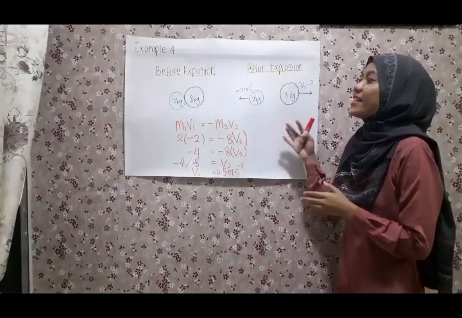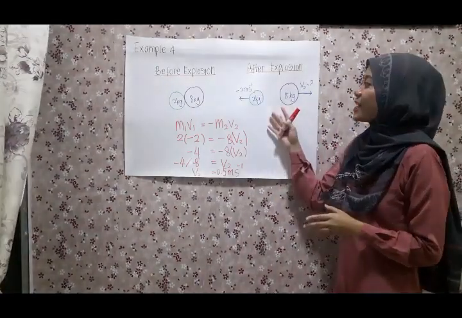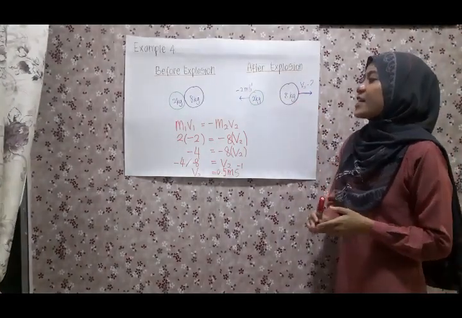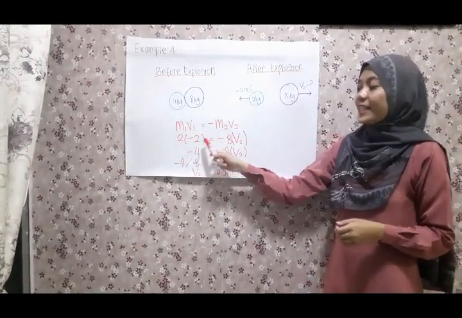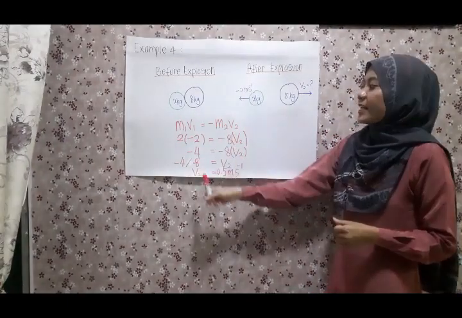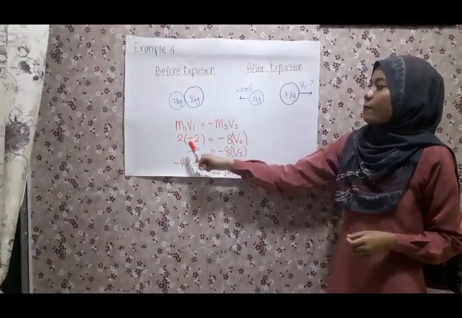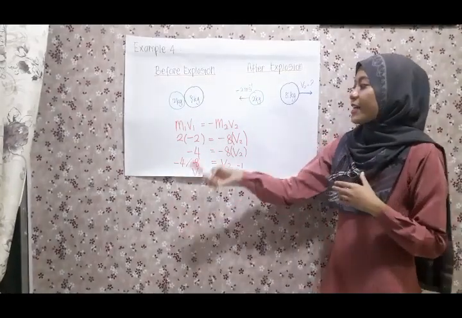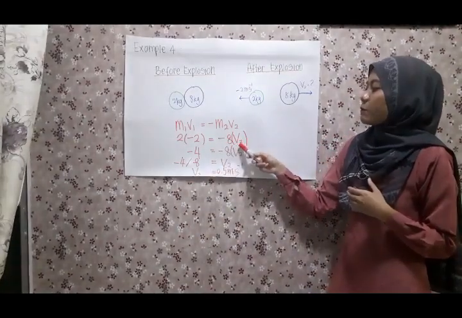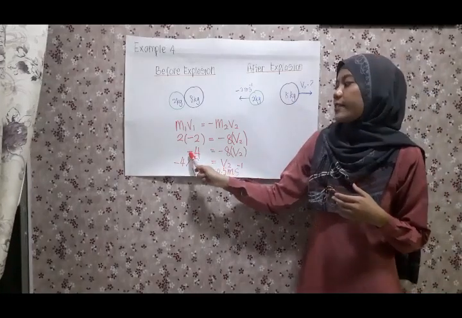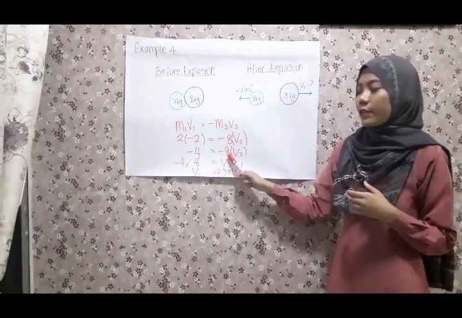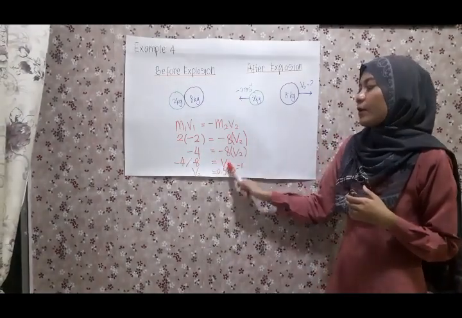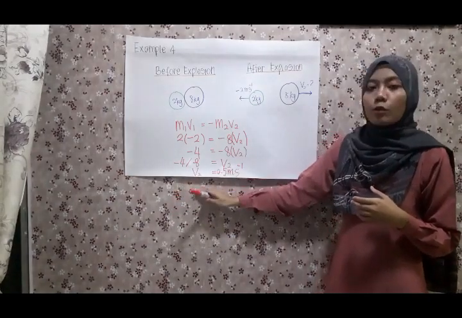Okay class, let's do the example for the explosion. The question asks us to find the final velocity for the second object after explosion. We know the formula is m1v1 equal to negative m2v2. m1 is 2 kg, v1 is negative 2 meters per second, negative because the object moves to the left, equal to negative 8 times v2. So we got negative 4 equal to negative 8 v2. Negative 4 divided by negative 8 gives v2 equal to 0.5 meters per second.